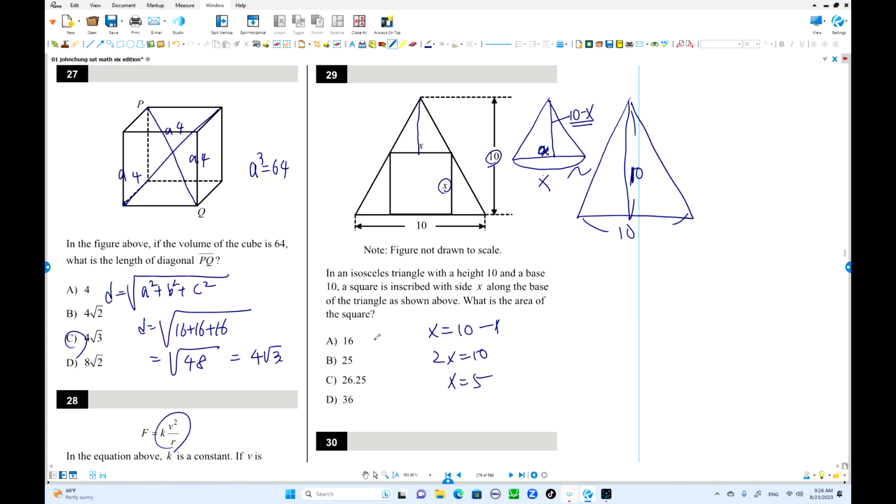That's the answer. Oh, no, not yet, okay? What is the area of the square? Area: this side is 5, the other side is 5. 5 times 5 is 25, the area of that square, okay?